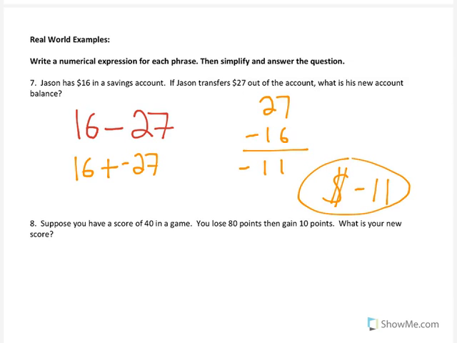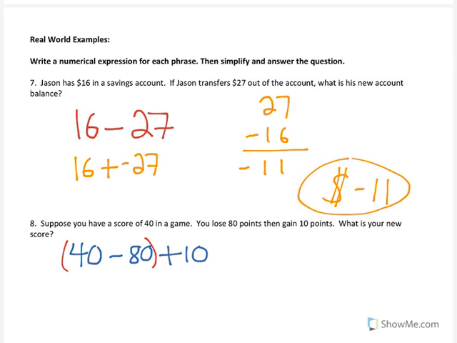All right, for this one, let's read what it is. Suppose you have a score of 40 in a game. You lose 80 points. Then you gain 10 points. What's your new score? Hey, we got 3 numbers. We have to set this up right. Let's go back to another color here. Suppose you have a score of 40 in the game. 40. You lose 80 points. Minus 80. Then you gain 10 points. Plus 10. What is your new score? All right, we got some work to do here, guys. So, first off, let's look at the first 2. Let's take care of these 2, and then we'll add 10 to it at the end.